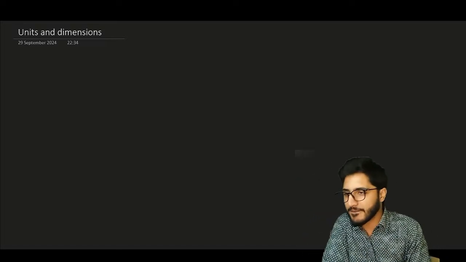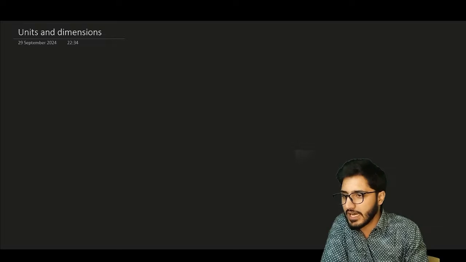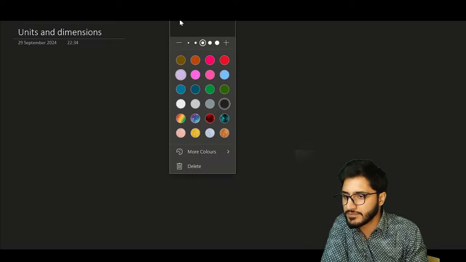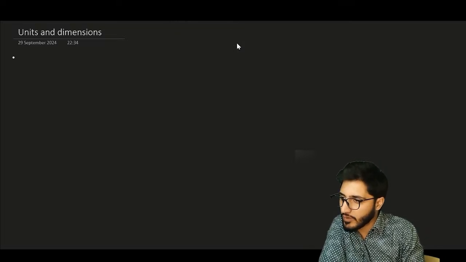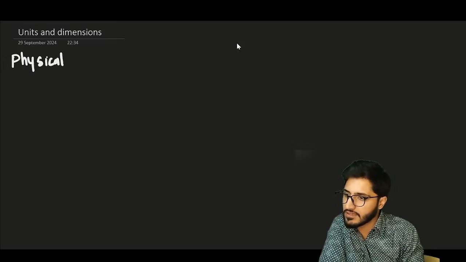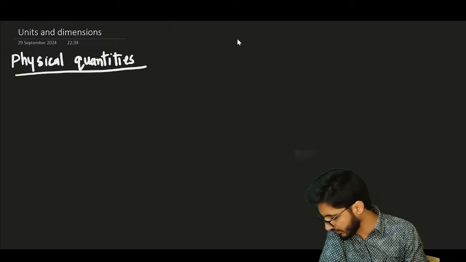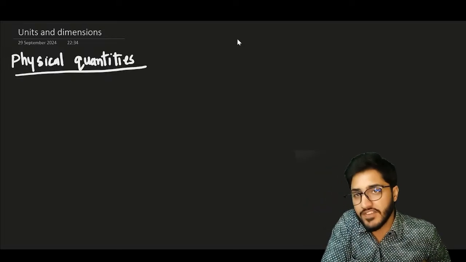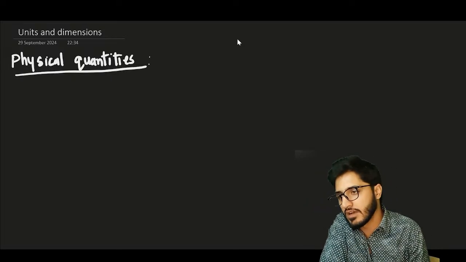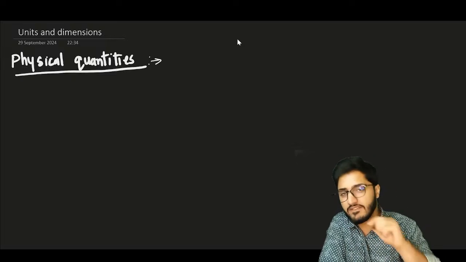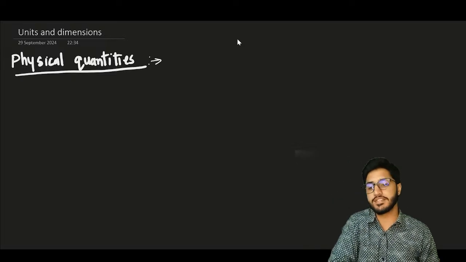Now look, first thing that we are having is physical quantities. Now, what is basically a physical quantity? The same thing I have discussed in the previous chapter, that is vectors, what physical quantities are.